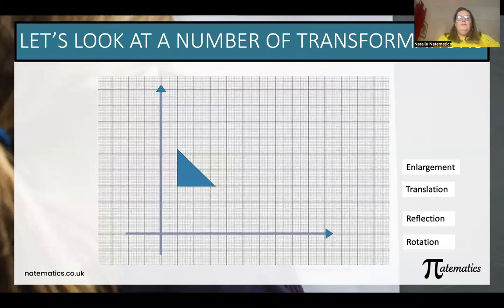Okay, let's go through a few transformations and see how we work out what the transformation is. So we've got enlargement, translation, reflection, rotation.